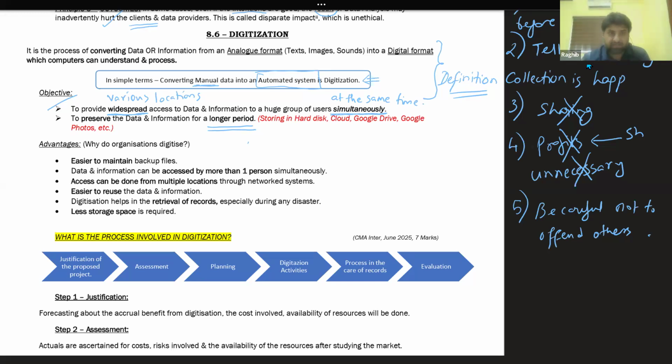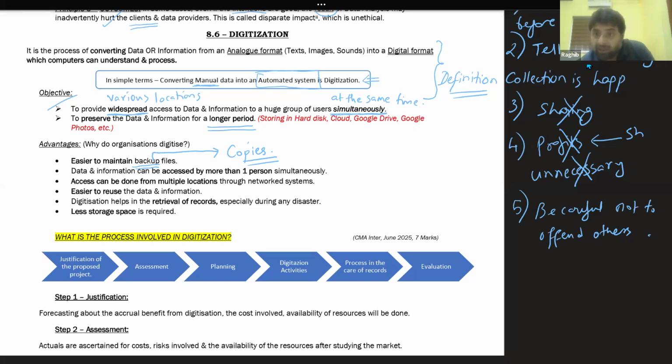Now, what are the advantages? Why do organizations digitize? What are the advantages? First one, easier to maintain backup files. This is what I was trying to say. Backup copies. All the data of all the students is available with me in an Excel sheet. Just copy, take one more Excel sheet, paste it over there. In less than 1 minute, everything is copied. And then you can go and save it somewhere.